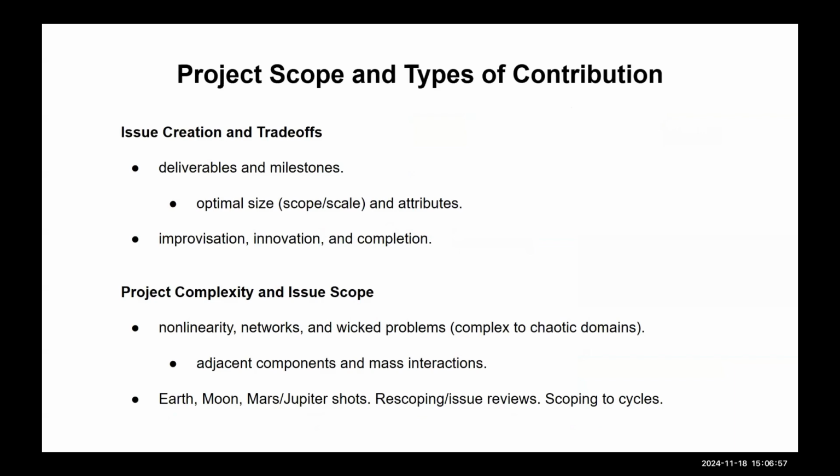Okay, I'm going to do a quick recap of Unit 4 and Unit 5, and then I want to go over Reflection 4. So this will be really quick. In Unit 4 and Unit 5, we talked about issue creation and trade-offs. That was where we create issues, and we have to think about what they represent.